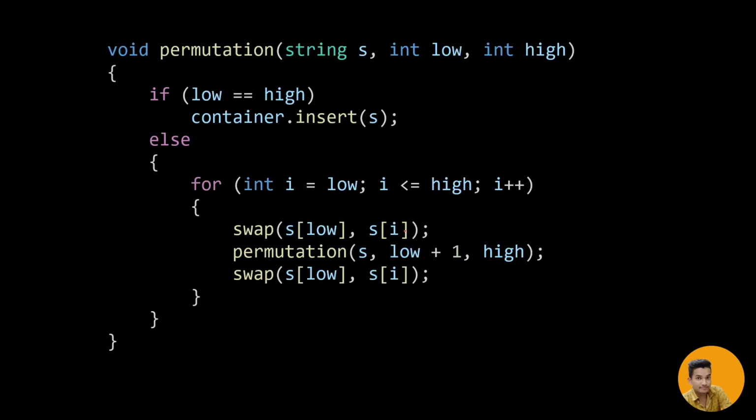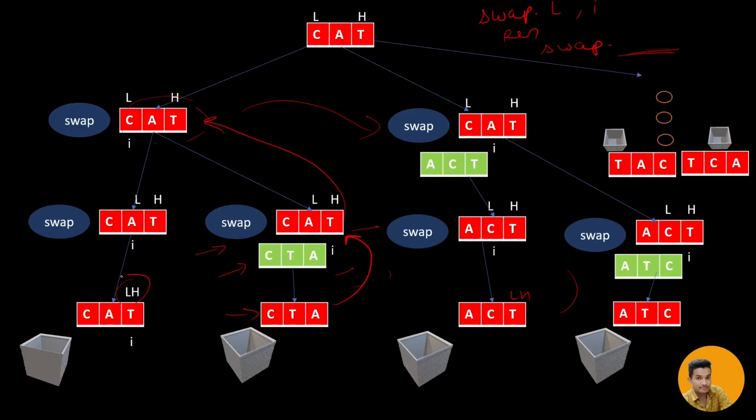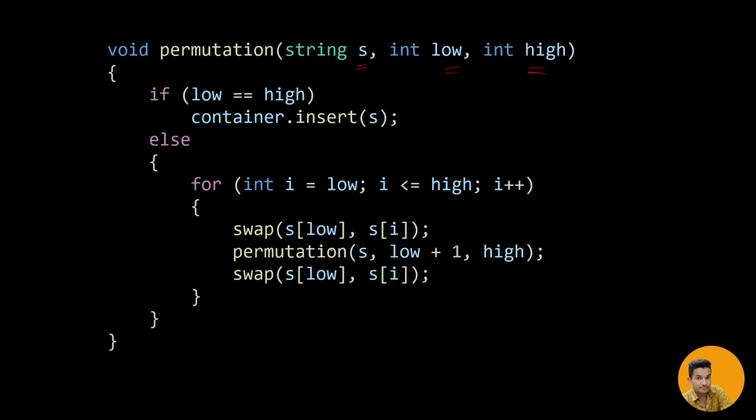So I can write this. It is going to accept the string, low and high, and whenever low and high are equal, we will put the string in the container. So that's how the string is inserted in this container. We'll see what this container is. This is just a part of the code written.